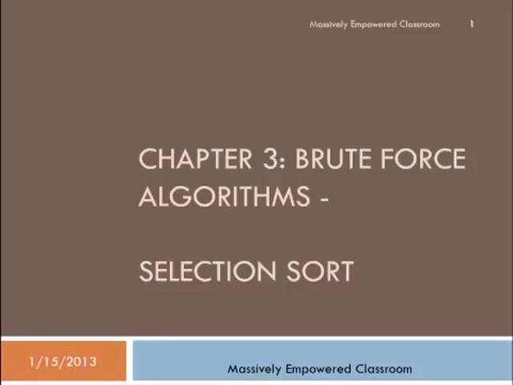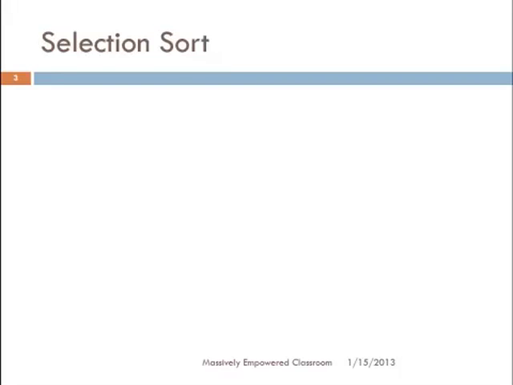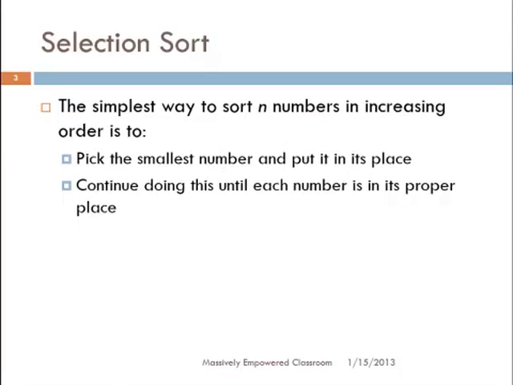The idea behind selection sort is rather simple. It is perhaps the simplest algorithm for doing sorting. The idea behind selection sort is: find the smallest number and put it in its right place. And if we keep doing this until all the elements are sorted, in the end each number will be in its proper place. So we take the elements which are not yet sorted, find the minimum of them, the smallest of them, and put it in its correct place.